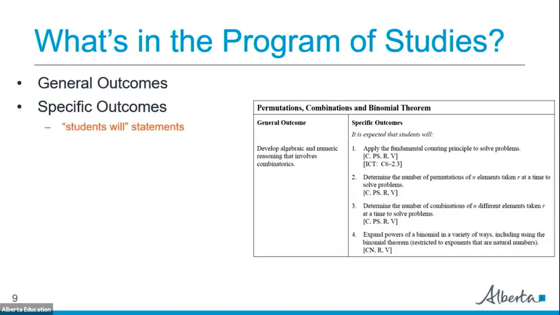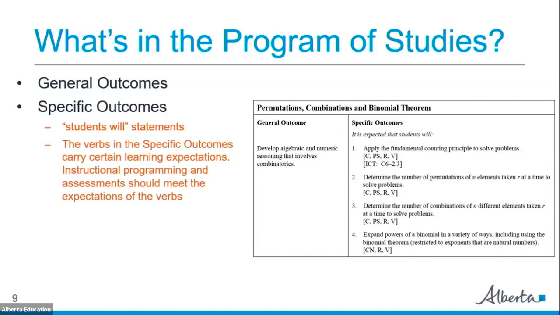You may notice with your specific outcomes that they all begin with, "It is expected that students will." These statements give teachers the information about what students should be able to do in order to meet the program expectations, not what teachers should be doing. Students should be actively involved in the development of their knowledge and skills. Notice the verbs that are used within those specific outcomes. So these can help direct certain learning expectations.